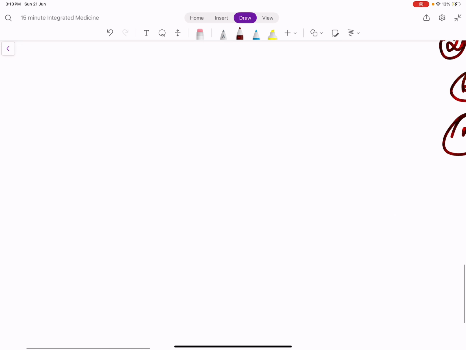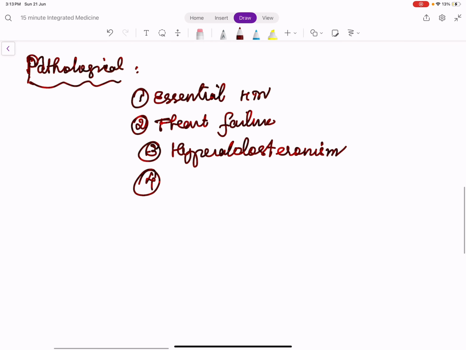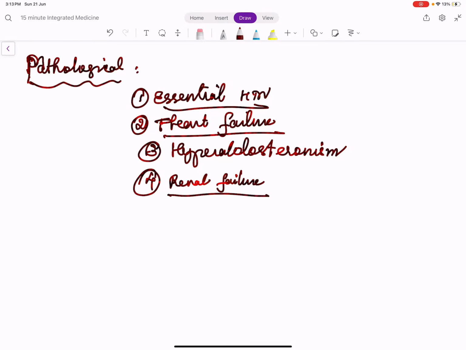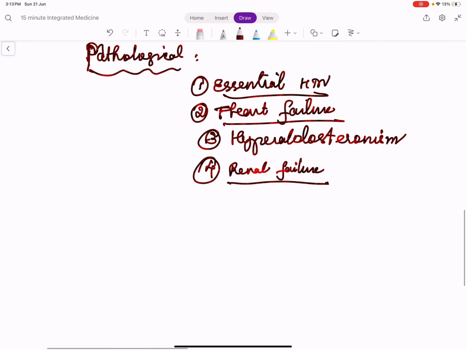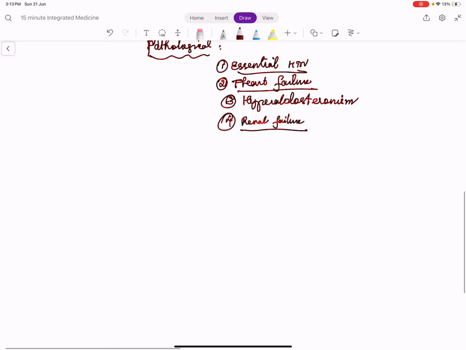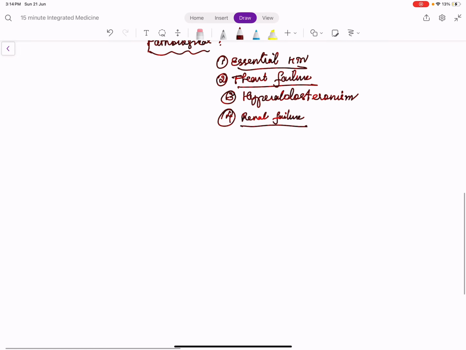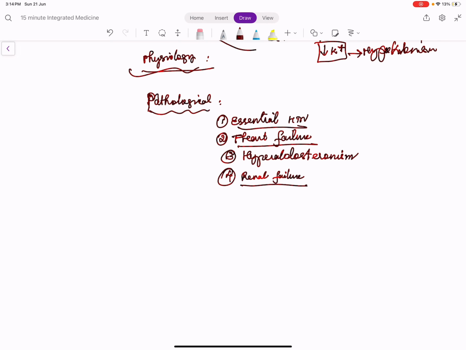So the pathogenesis of renal failure is also explained by the renin angiotensin aldosterone system. So hypertension, heart disease, renal kidney disease, everything is mediated by this renin angiotensin aldosterone system. That is why knowing this system is important. So we finished physiology, we finished the pathology. Now we will discuss the pharmacological aspects.